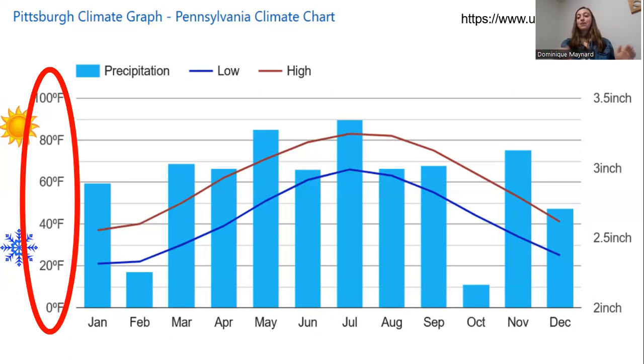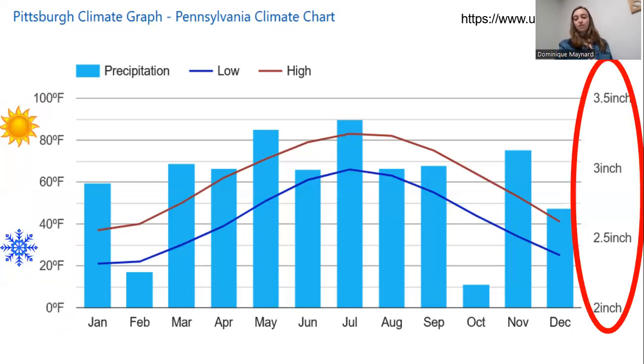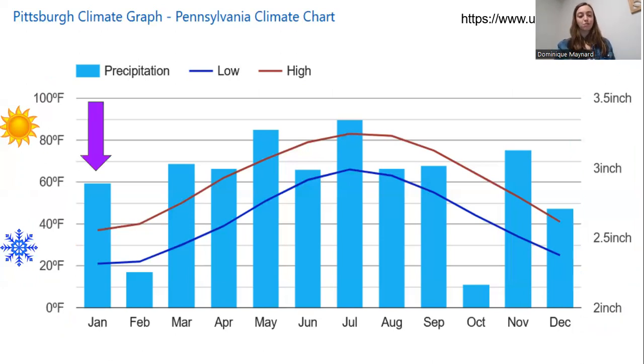So if we say that today is going to be a high of 60 degrees Fahrenheit and a low of 30 degrees, that's what that means. So the red line would be the high of 60, and the blue line would mean the low, and the example I gave you would be the low of 30. So let's take a look at this right-hand side over here. This is actually the number of inches of precipitation that Pittsburgh received throughout those months. Now we're going to be taking a look at that a little bit more in depth soon.